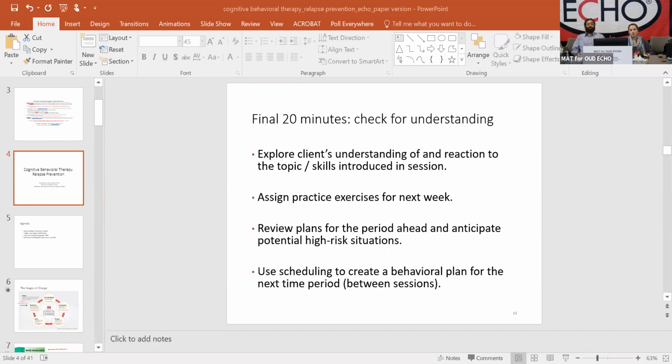Then the last 20 minutes is where we check for understanding. This is where we want to do some teach back, where we ask them to tell us what they've learned today, and make sure that they fully understand the lesson that we've gone over. We want to identify any high-risk situations that could be coming up over the week, and you do that at the end of every single CBT session. We'll talk about it in a little more detail, and I'll show you a practice sheet that you can use for high-risk situation planning. And then you schedule what they are going to do in between time.